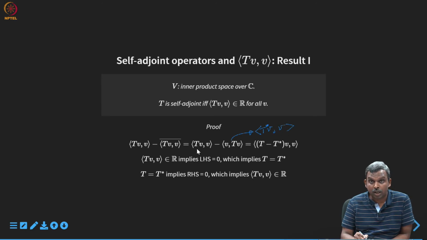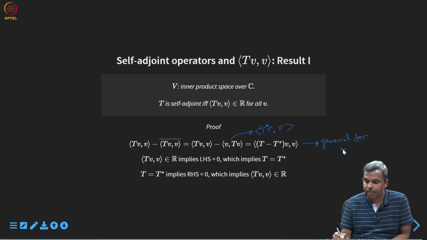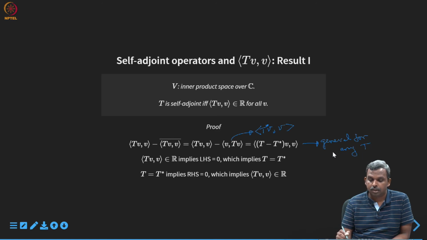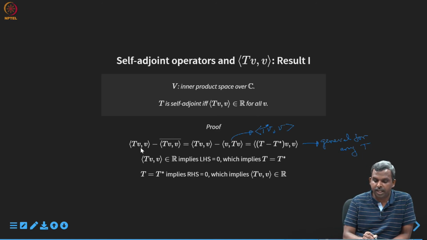Okay, and then you have ⟨Tv, v⟩ minus ⟨T*v, v⟩, and that is ⟨(T minus T*)v, v⟩. So this is a general result for any T, nothing to do with self-adjoint or something. For any T, this is true. So ⟨Tv, v⟩ minus the conjugate of ⟨Tv, v⟩ is ⟨(T minus T*)v, v⟩. Now this is enough for us to prove what we want.